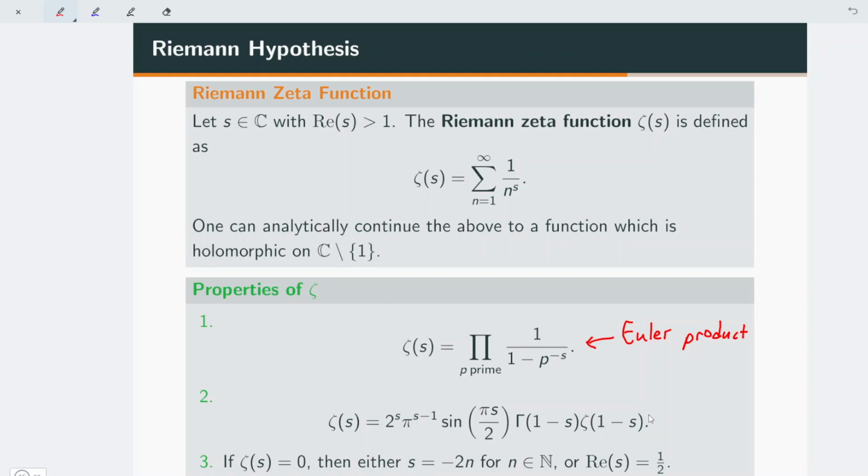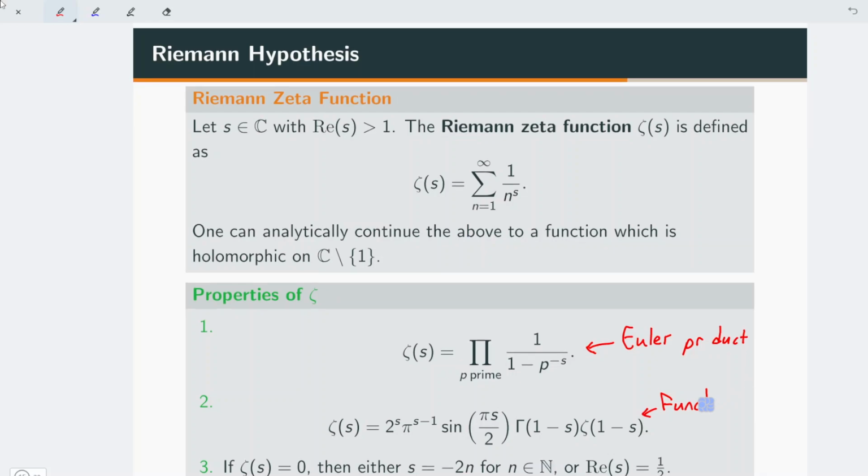The second one is that we have this functional equation. So, the functional equation basically relates zeta of s to zeta of 1 minus s. It's like a reflection formula. Don't worry about this junk in the middle, although of note is that there's a sine. It's multiplied by sine of some argument.